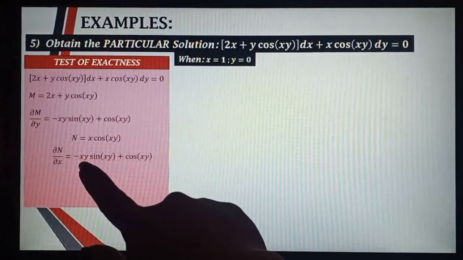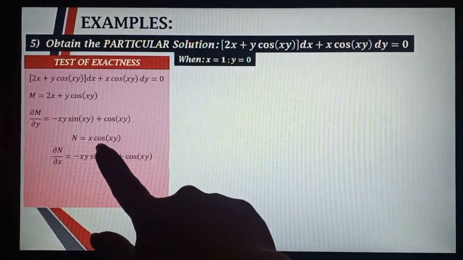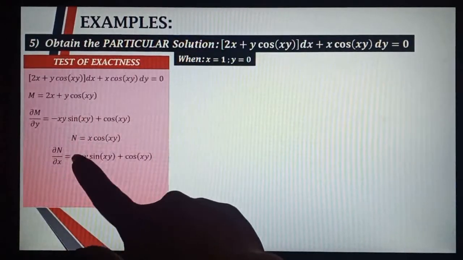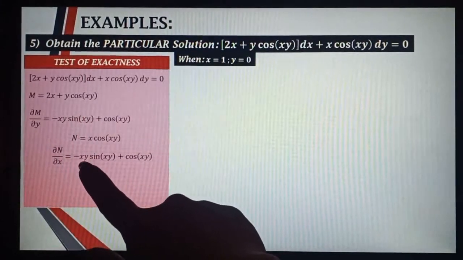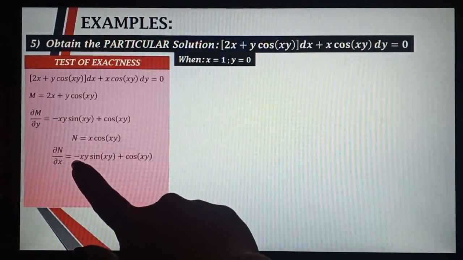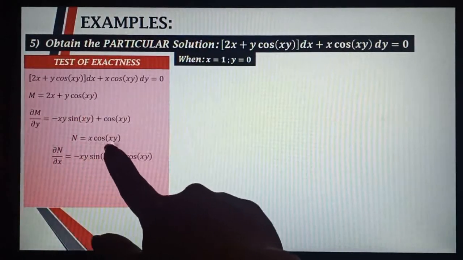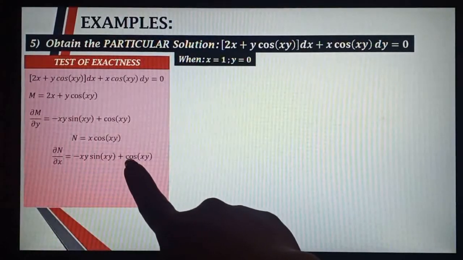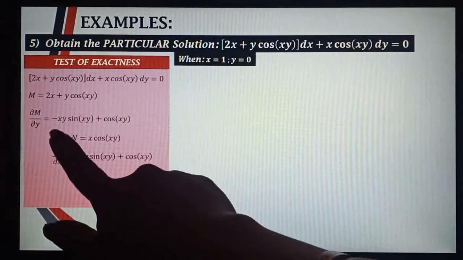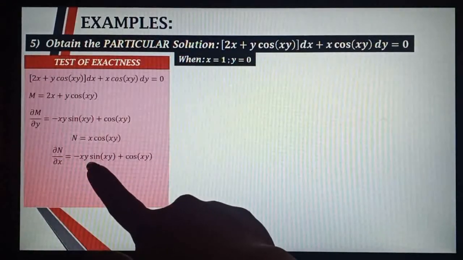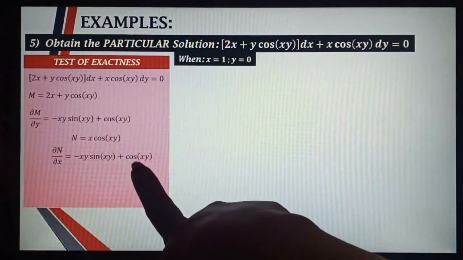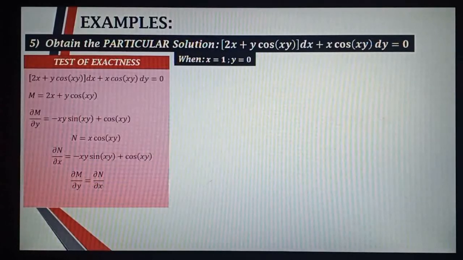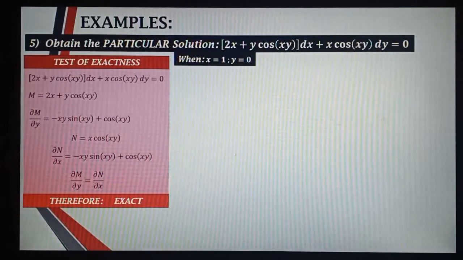then ito si y. Tapos, ang differential ni cosine ay negative sine. So, you will have negative sine of xy multiplied to y, then multiplied to the copied x. Tapos, next term, kukopyahin natin si cosine, then the differential of x is 1. Now, if you will notice, partial of m and partial of n, parehas sila na negative xy sine of xy plus cosine of xy. So, the partial of m and the partial of n is equal. So, this equation is considered to be exact.